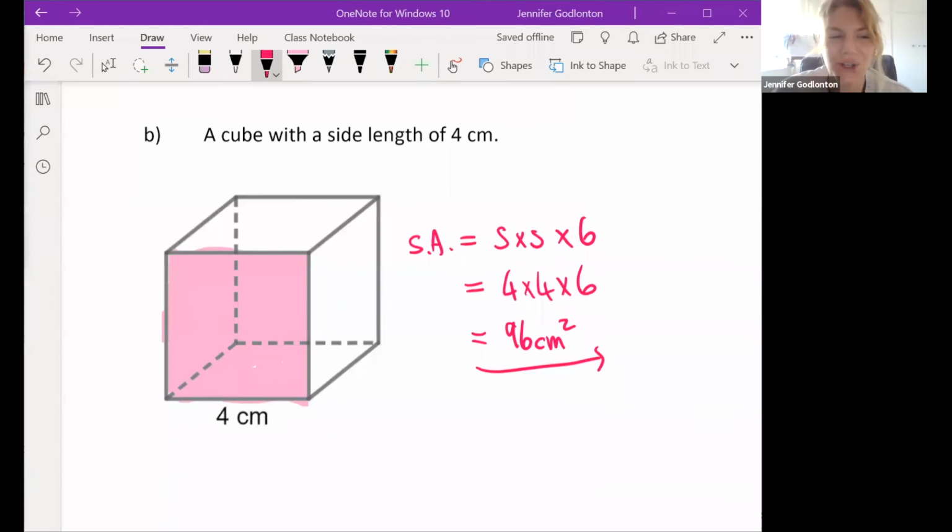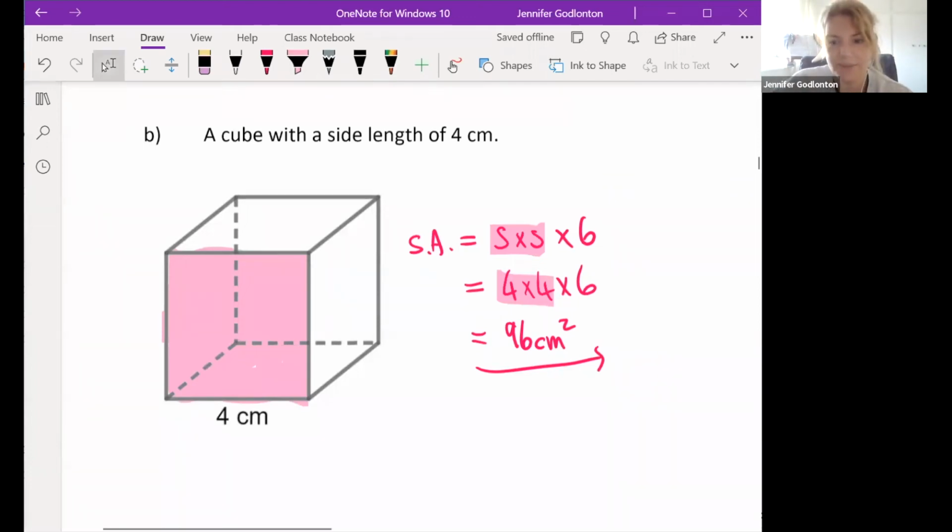So remember now in a cube, there's 6 faces. So we have to take our side times our side. That gives us our area of the pink square. And then there are 6 faces. So we have to multiply it by 6.